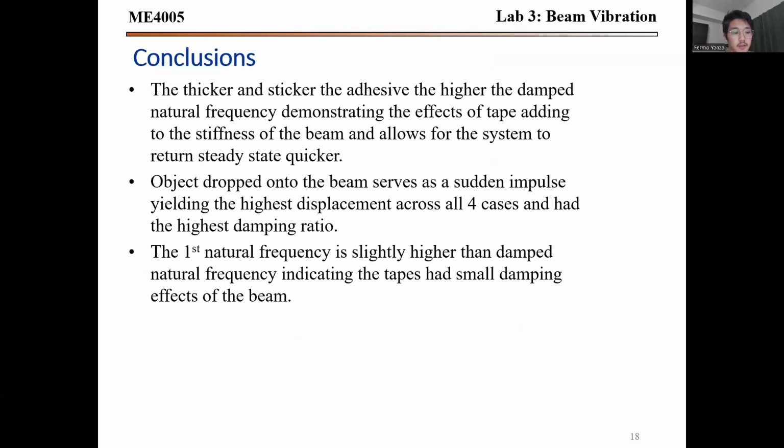And all of the first natural frequencies were just slightly higher than the damped natural frequencies, indicating that tapes had small dampening effects on the beam.